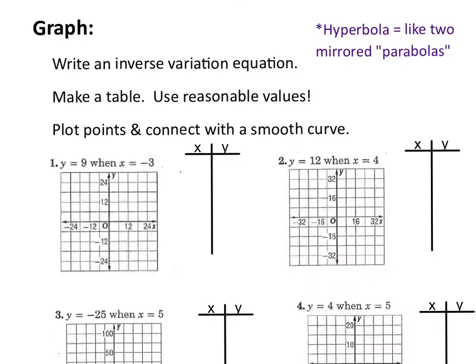Now we are going to look at graphing inverse variation. So we are going to write an inverse variation equation for the data. We'll make a table and use reasonable values to graph, and plot points and connect with a smooth curve.